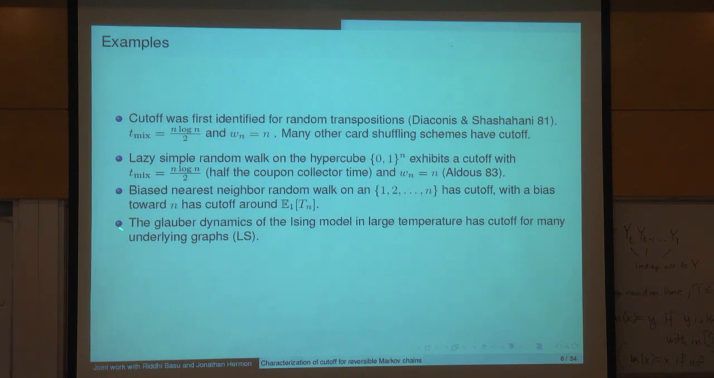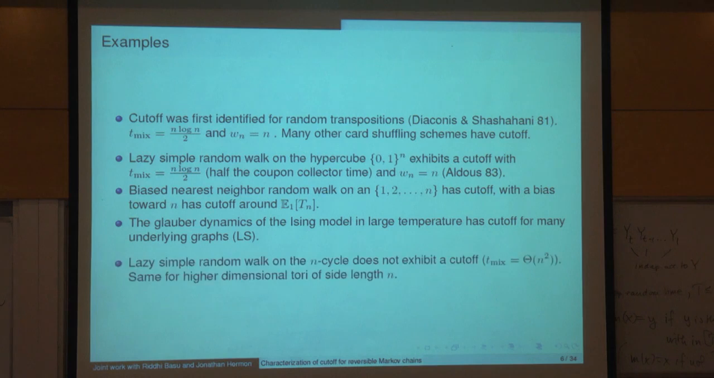And there's been a lot of progress on Glauber dynamics for the Ising model. I conjectured some time ago that in high temperature this always has cutoff, and this was proved in the lattice in a remarkable series of papers by Lubetsky and Sly. So sorry for abbreviating, it's Eyal Lubetsky and Alan Sly.